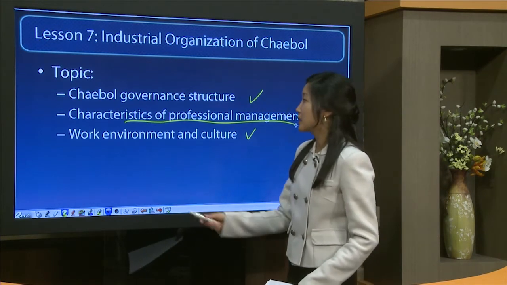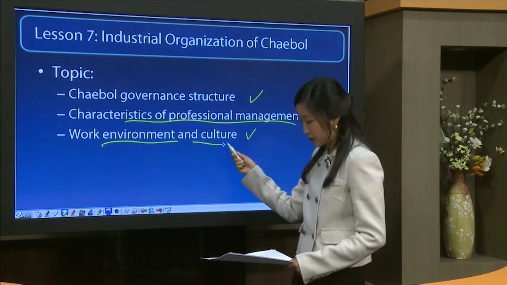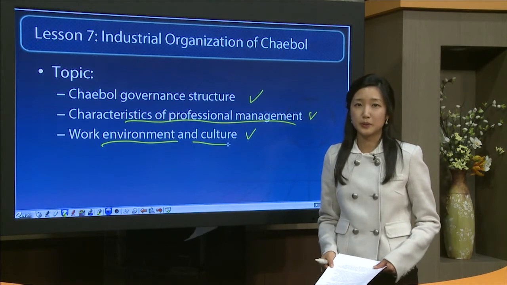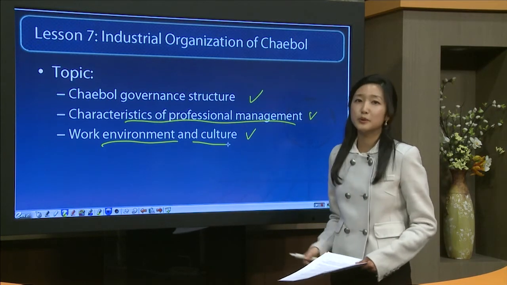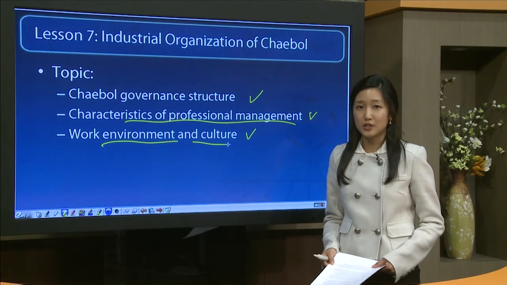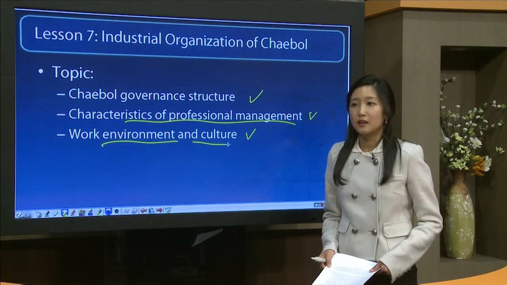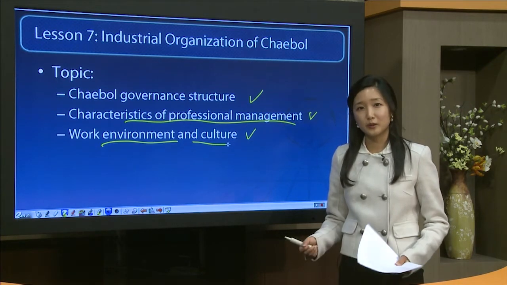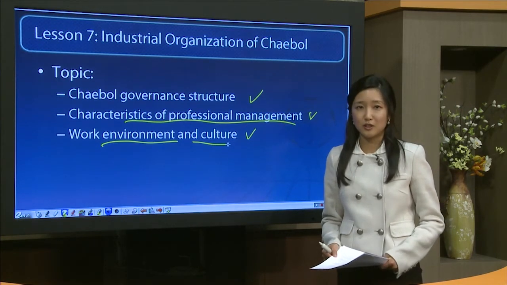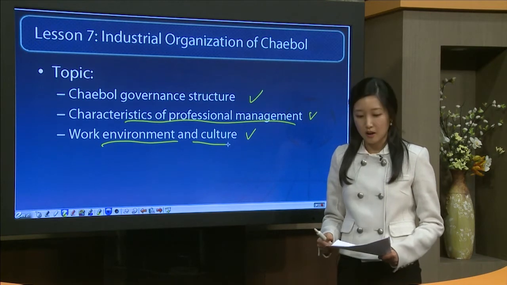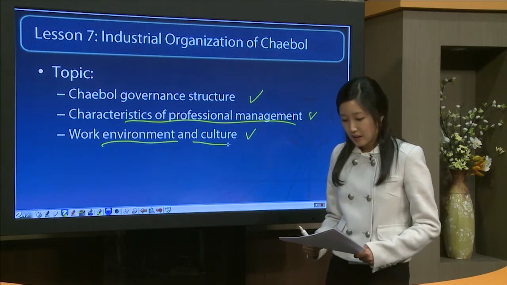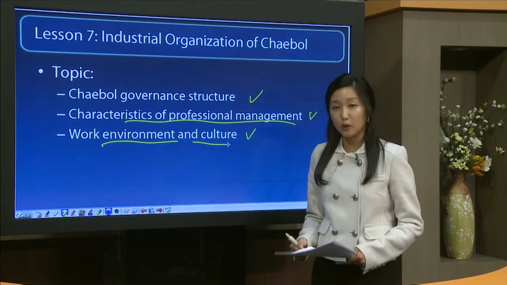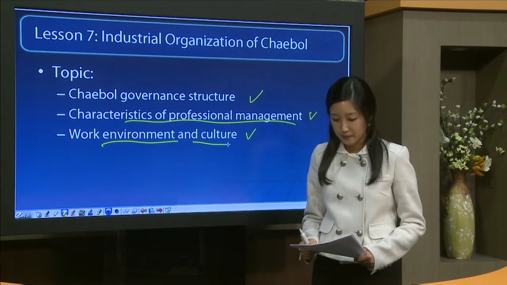The final topic we cover is work environment and culture. Work culture is heavily dominated by Confucian principles. And by Confucian principles, we mean the emphasis on nationalism and harmony. For example, companies believe that the company interest is also synonymous to national interest, and harmony among workers is heavily stressed. In this section, we cover 7 traits associated with work culture in the Korean chaebols.